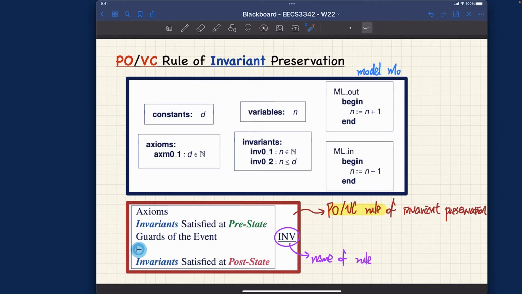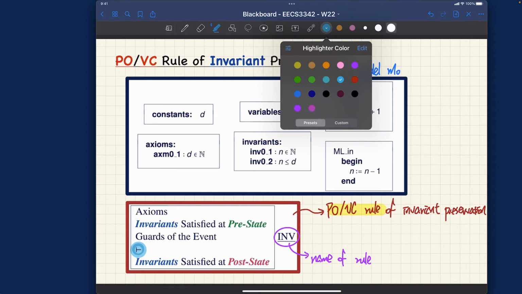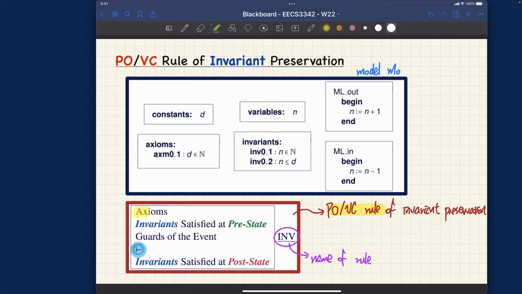I want to try to trace each of the components in the sequent back to the original model, just to make sure you understand exactly how things are connected. Let's start from the axiom. For the axiom, let me use maybe yellow. The axiom over here is basically this single axiom: we simply assume that d is a member of the natural numbers. That's something we can assume, something we don't need to prove.